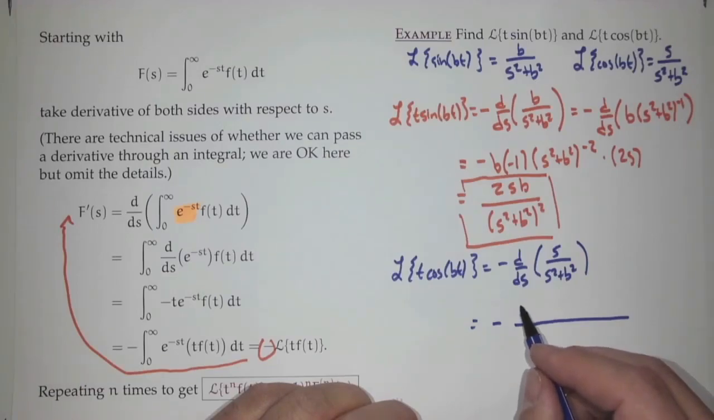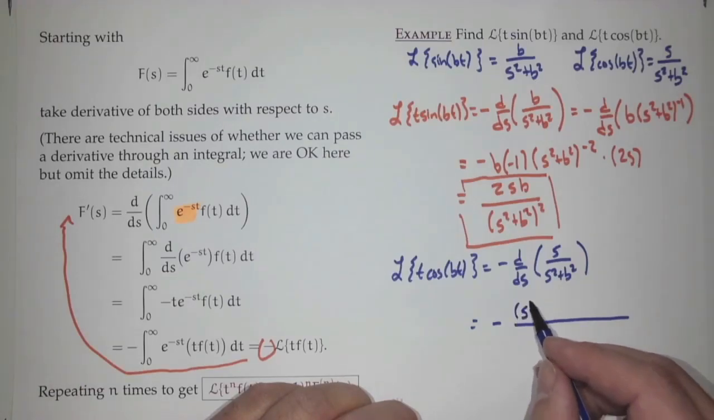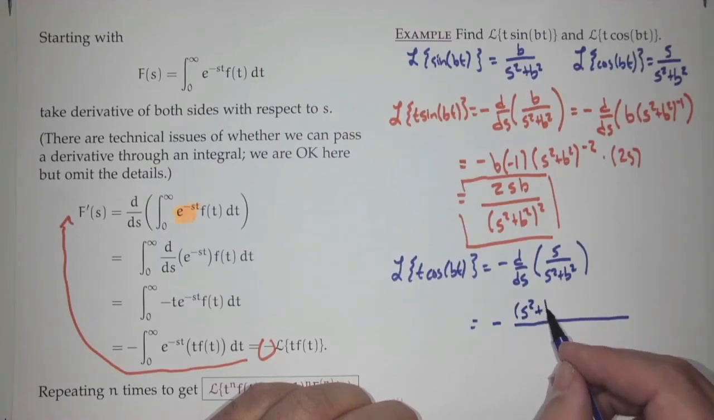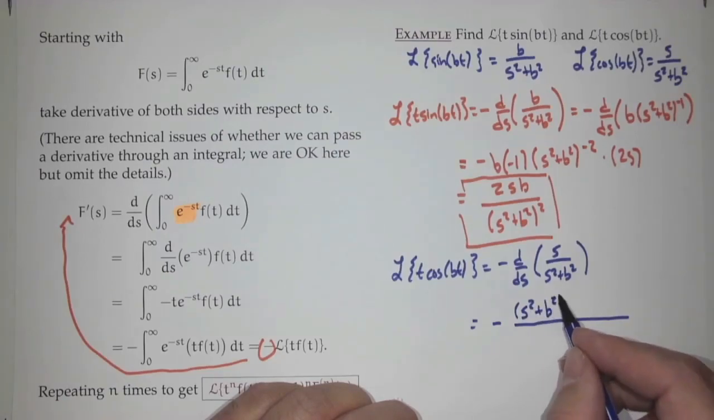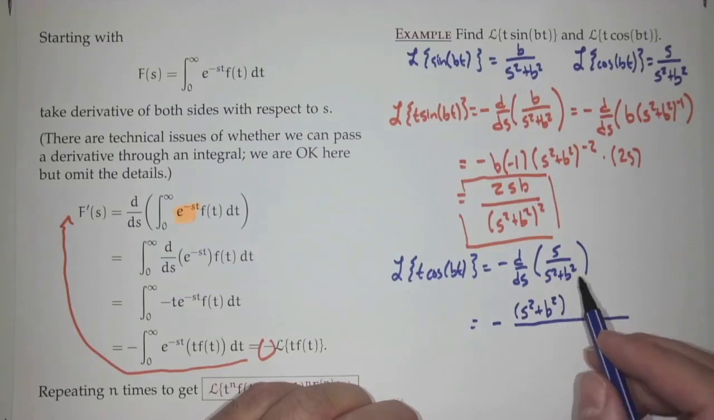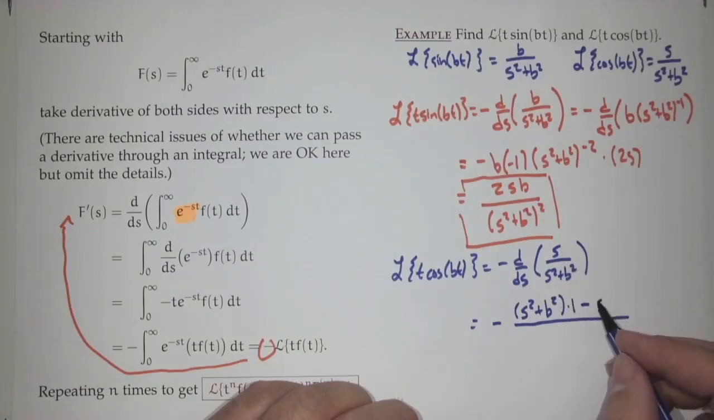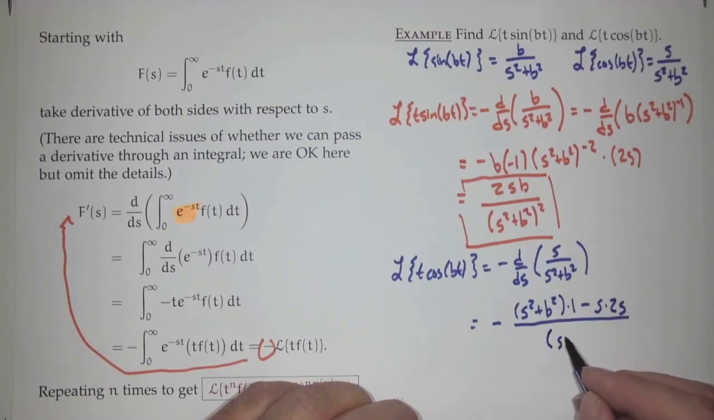All right, someone said low D high. That sounds like a wonderful, very sing-songy way to remember things. Bottom times the derivative of the top. So bottom, s squared plus b squared, derivative of the top, 1, minus the top, s. Derivative of the bottom, 2s. And, of course, the bottom squared.